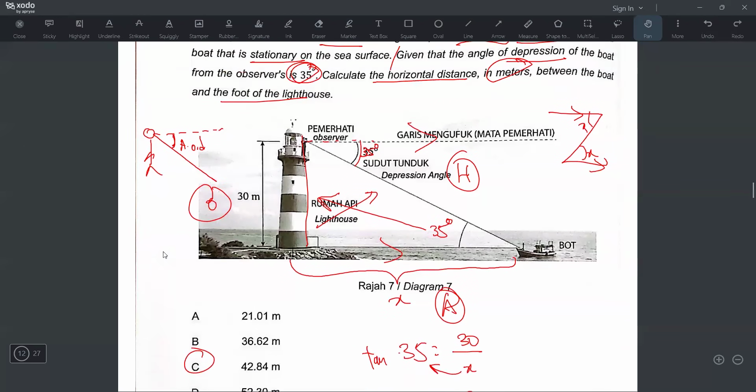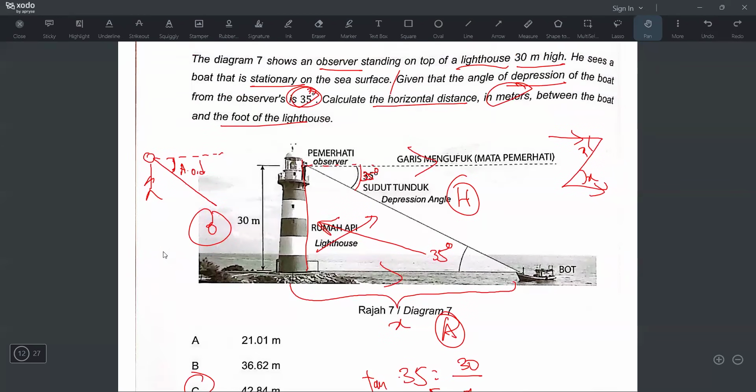But still, it's very important for you to check during the exam later. In the exam, you check which unit they want, because sometimes they will play around with the units. So you have to be a bit careful.